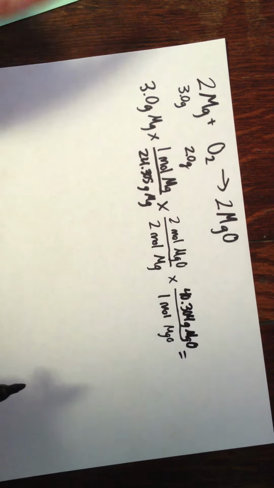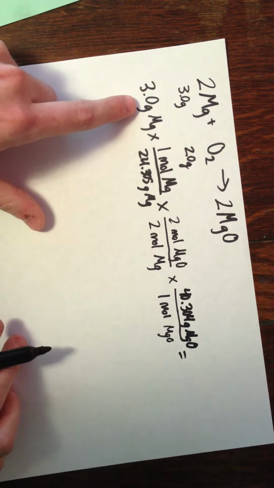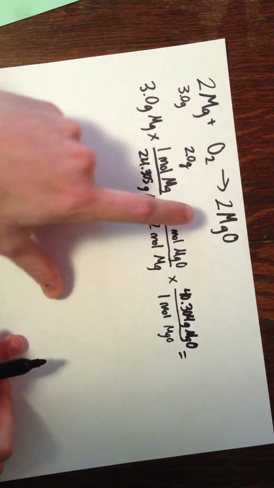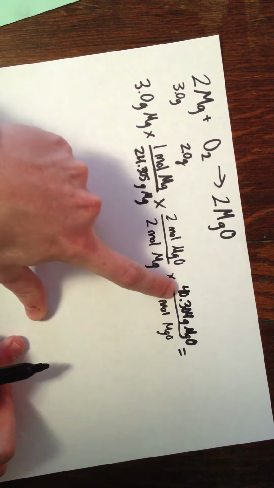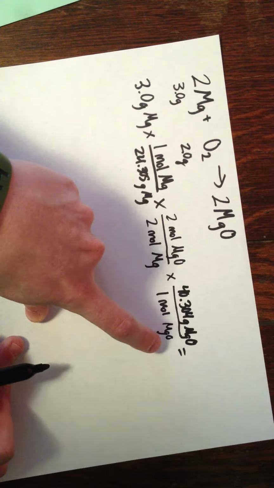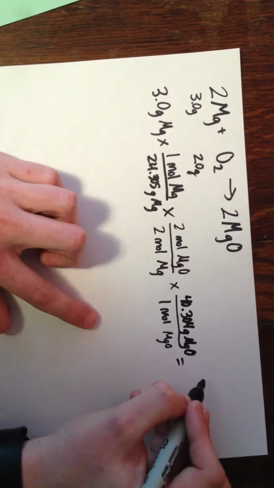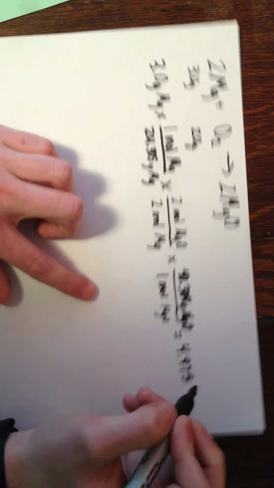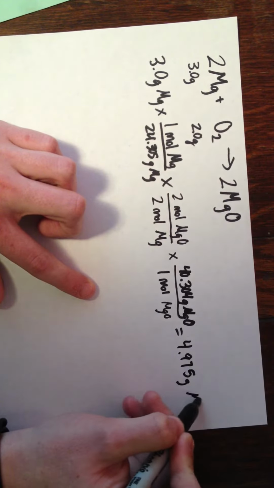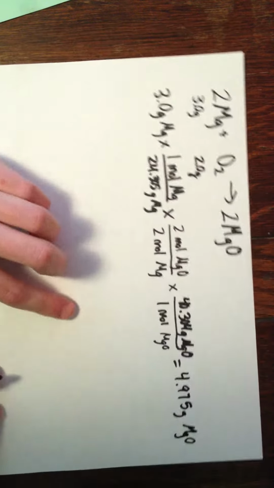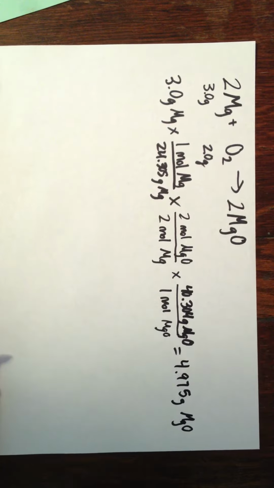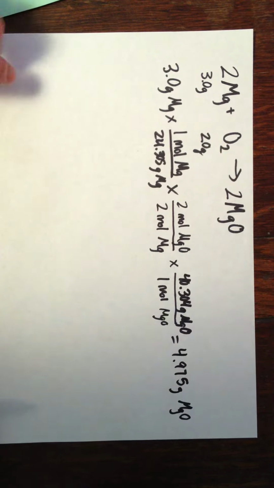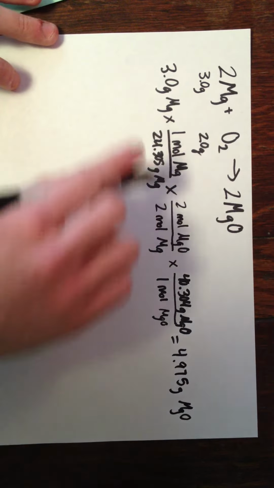And then calculate it all the way through. Do the grams of magnesium divided by these grams, multiplied by 2 over 2, which is 1, and then multiply that by the 40.304 right here, and you get 4.975 grams of magnesium oxide. So now we know how many grams magnesium will make. Now we have to figure out how many grams oxygen will make in this equation.